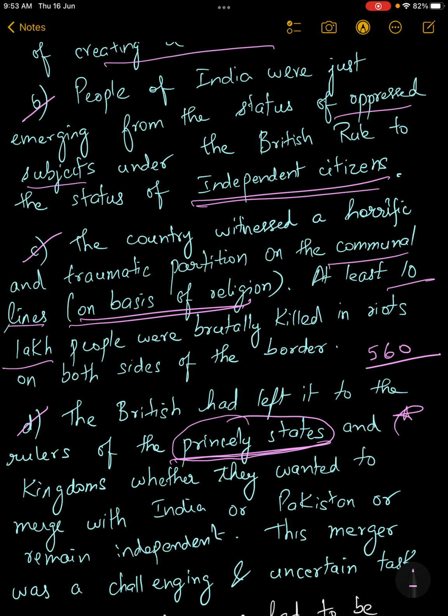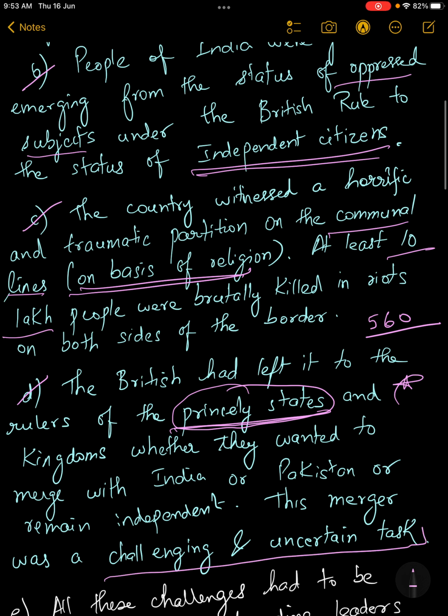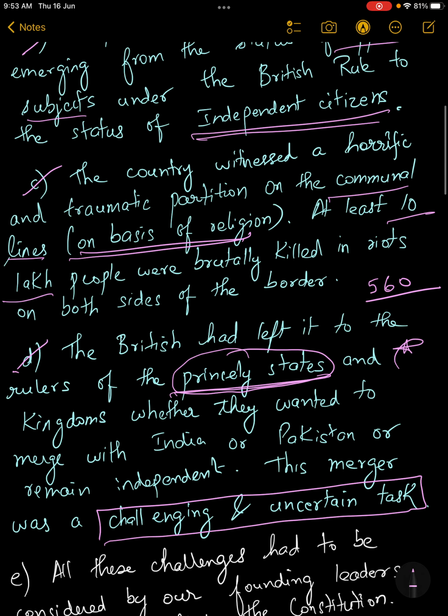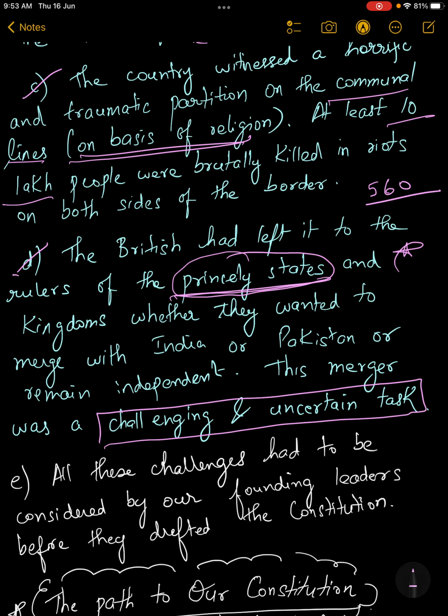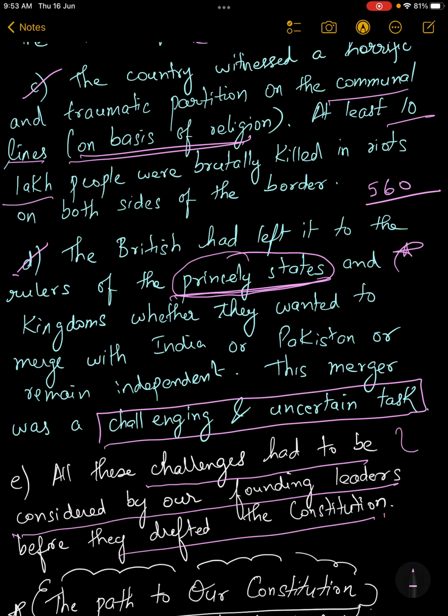The merger of these princely states into the Indian subcontinent was a very challenging and uncertain task, which made the creation of the constitution a lot more challenging. So the princely states were another challenge that you need to be mindful of. All of these challenges, these 3-4 that I have listed and a lot more apart from that, had to be considered by our founding leaders before they drafted the constitution. Are you able to understand? These are very big issues.